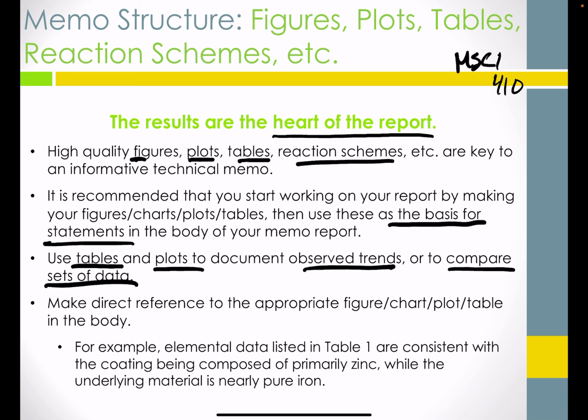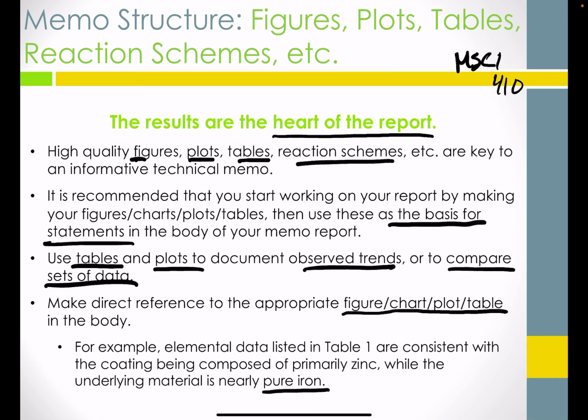We often want to make direct reference to the appropriate figure, chart, plot, or table that we've made. And so, again, this is the way we support any arguments in our technical writing thereafter. So here's an example where some elemental data listed in Table 1 are consistent with a coating being applied to a piece of metal, and that it is primarily zinc while the underlying material is pure iron.